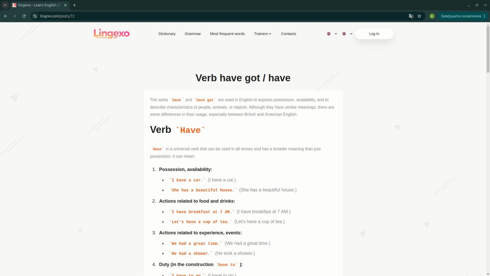These verbs are extremely common and you will hear them every day in English conversations. They help us talk about possession, availability, expressions, habits, and even obligation. Let's start with the verb have. Have is a very flexible and universal verb. It can be used in many tenses and it means much more than simple possession.